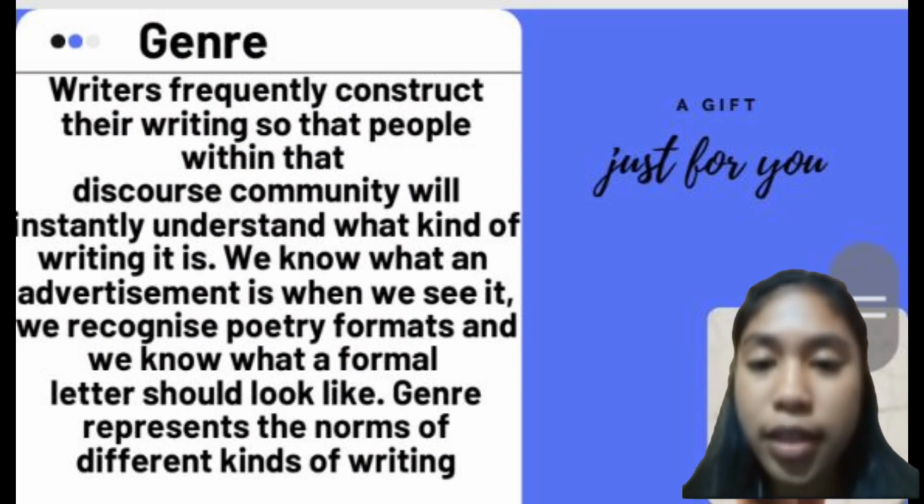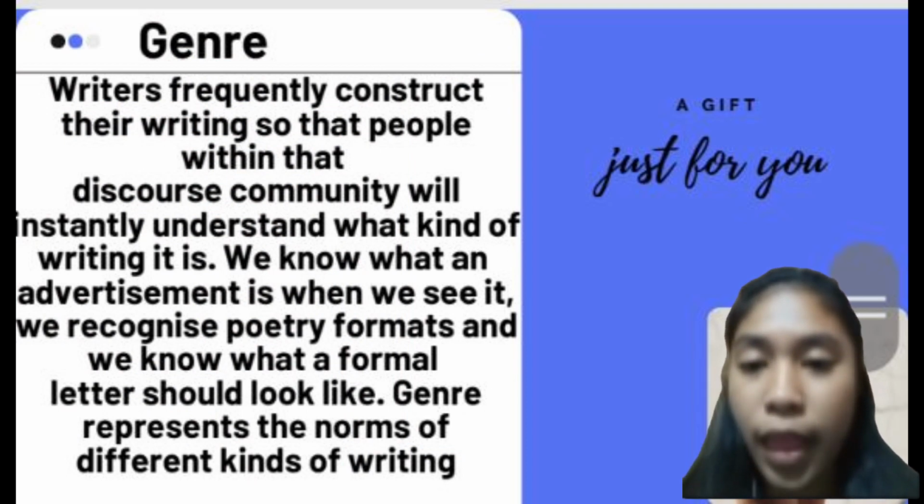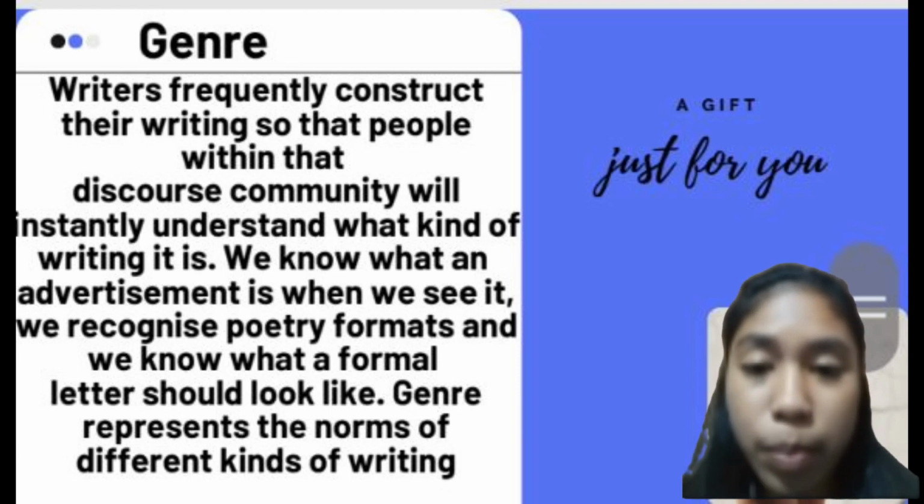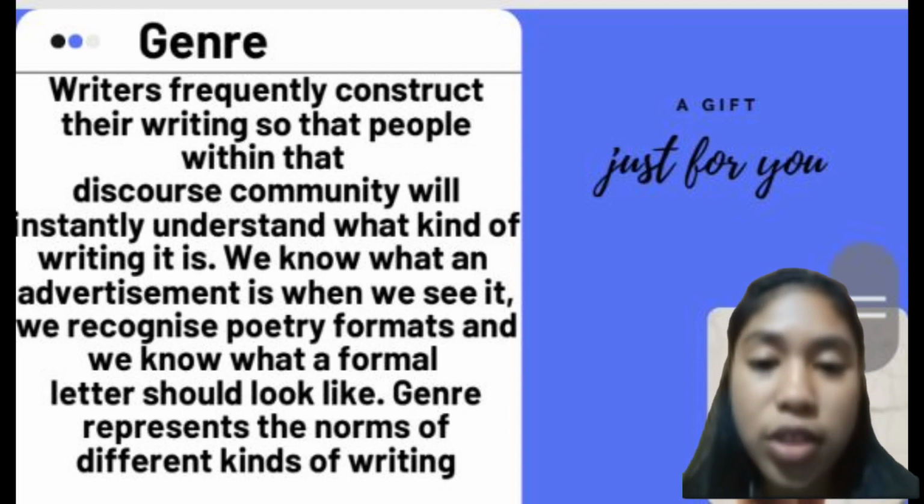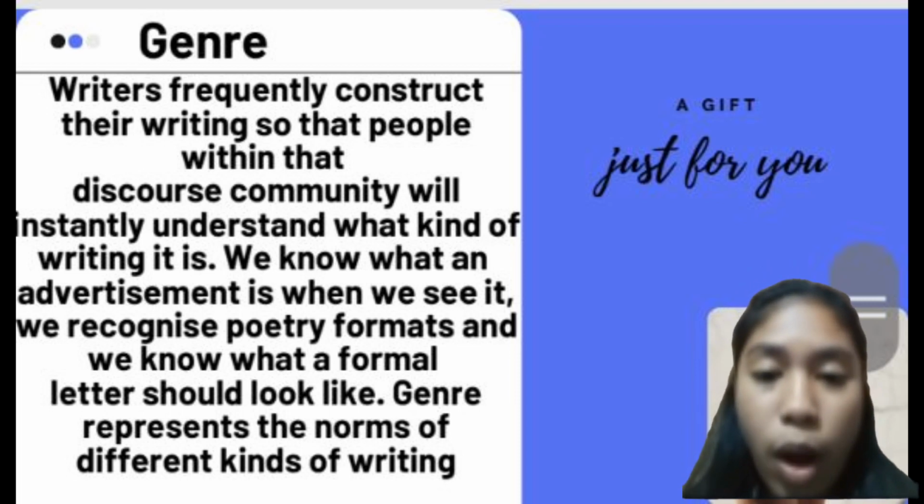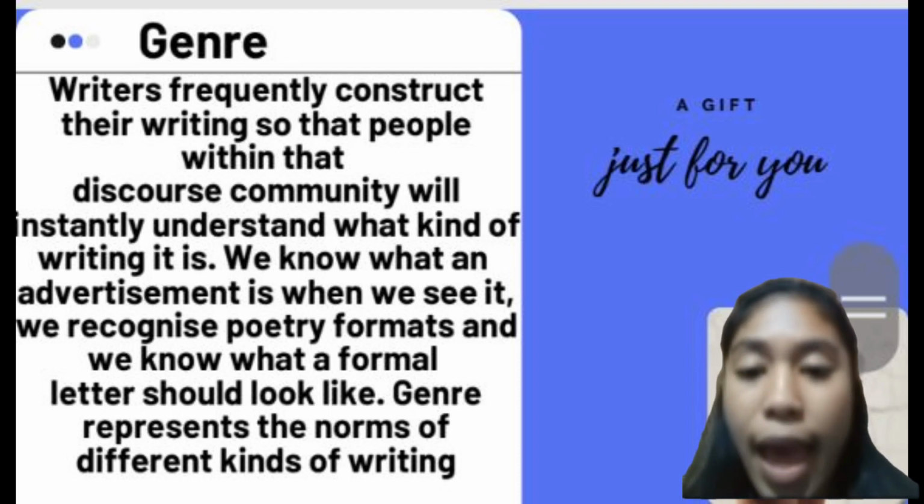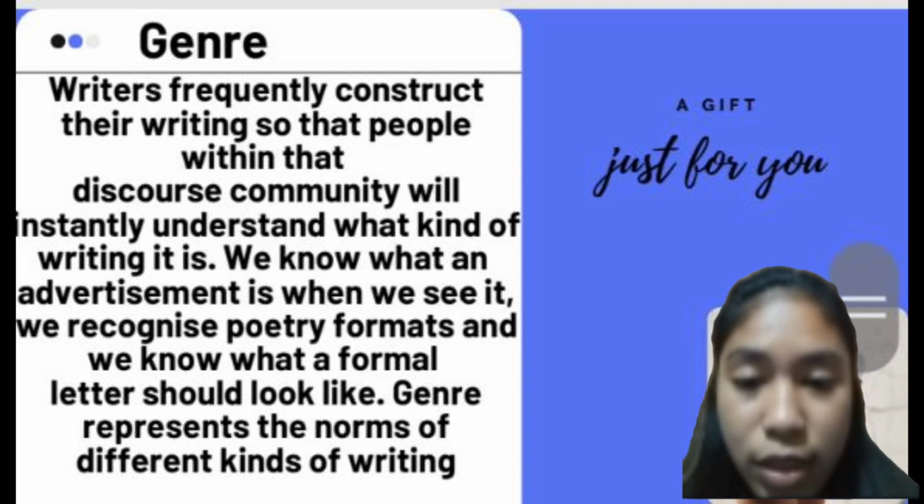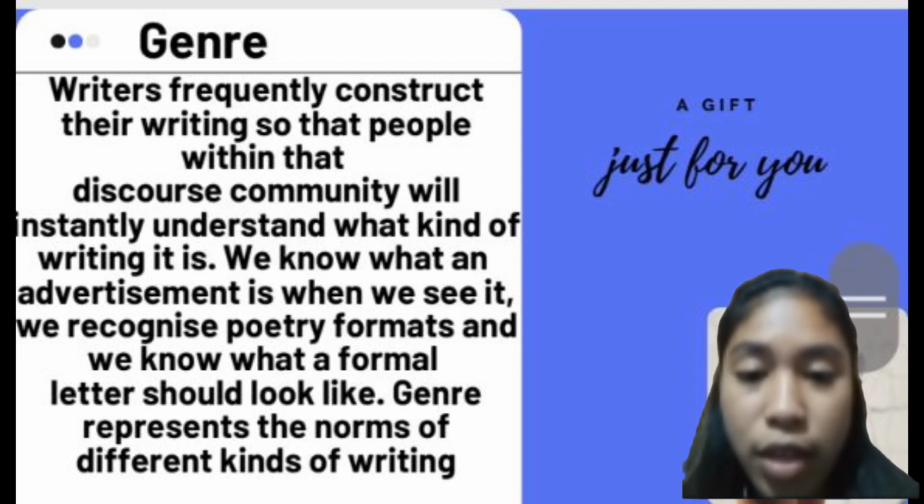The second is about genre. Writers frequently construct their writing so that people within that discourse community will instantly understand what kind of writing it is. We know what an advertisement is when we see it. We recognize poetry formats and we know what a formal letter should look like. Genre represents the norms of different kinds of writing.